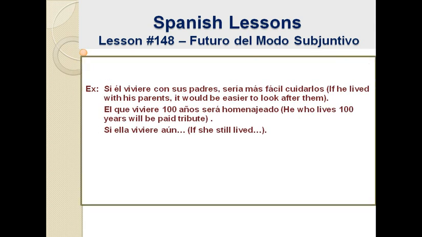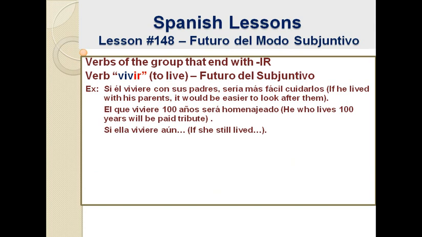Now let's jump to the third group of verbs, the verbs that end with ir, like the verb vivir, to live. Example, si él viviere con sus padres, sería más fácil cuidarlos. If he lived with his parents, it would be easier to look after them.